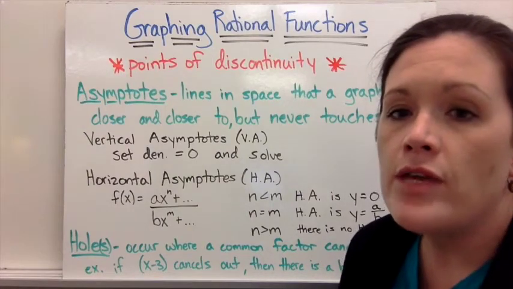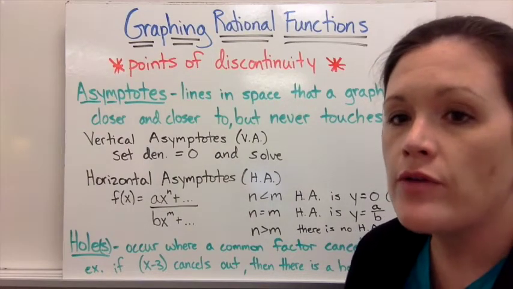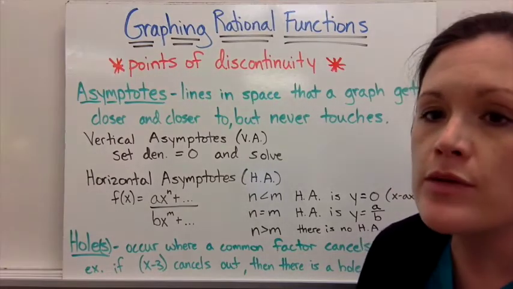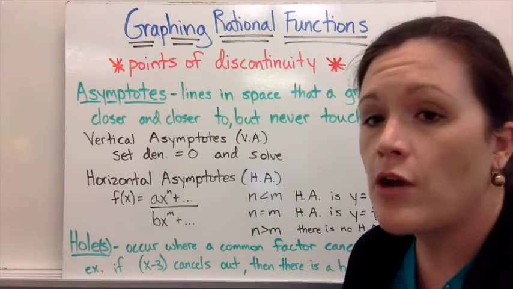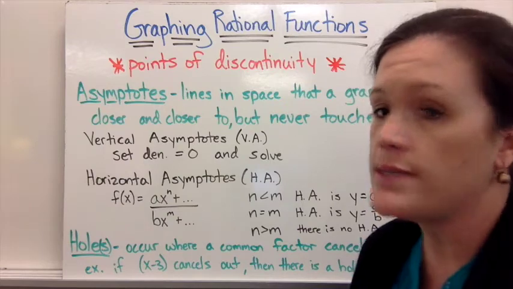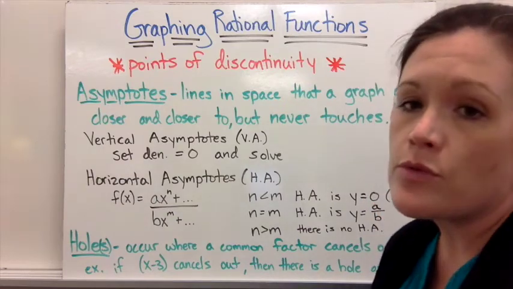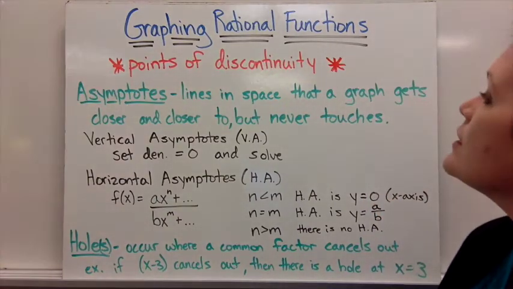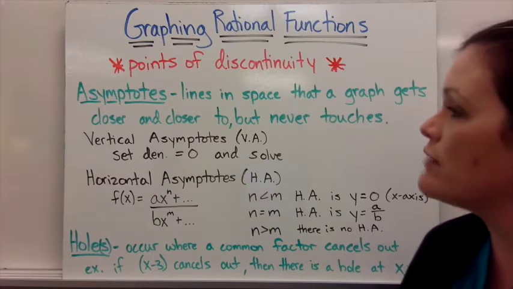Let's talk about graphing rational functions. When we look at graphing rational functions, we have to consider that they have points of discontinuity, which means there are places on the graph where they actually don't exist. We have asymptotes, which are lines in space that a graph gets closer and closer to but will never touch.